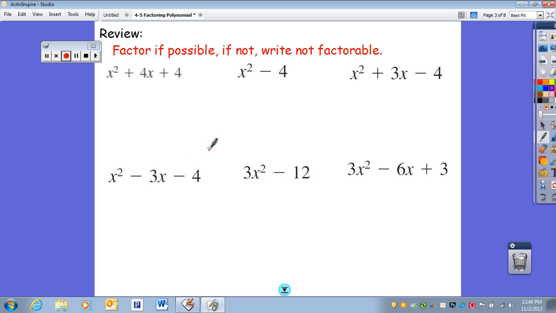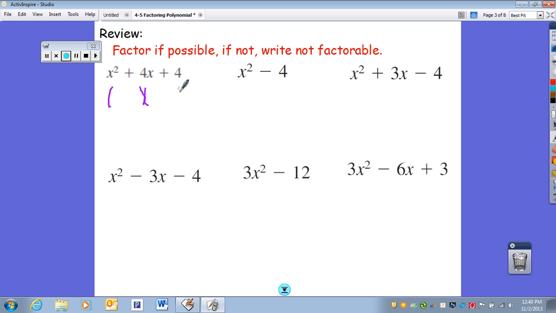In our next, let's see if we can practice factoring, and if these are not factorable, we will write not factorable. So we have our quadratic, our trinomial. Take a look if they have anything in common. They don't, so we're going to draw our two sets of parentheses, and we know that x times x gives us x squared, and we want to know what two numbers can we multiply together that will give us 4, but also have a sum of 4. So that'll be a positive 2 and a positive 2.